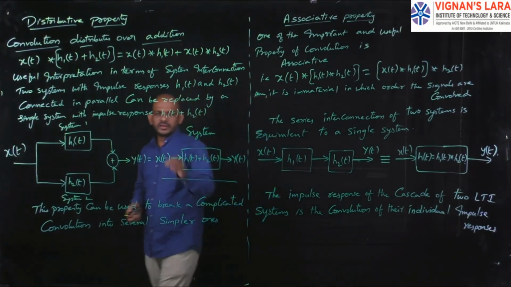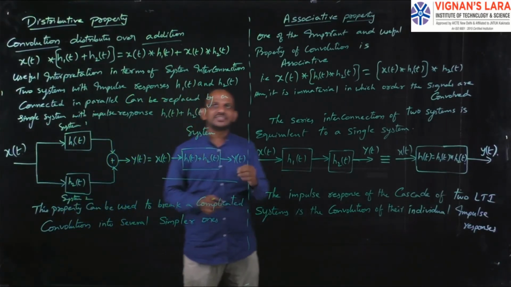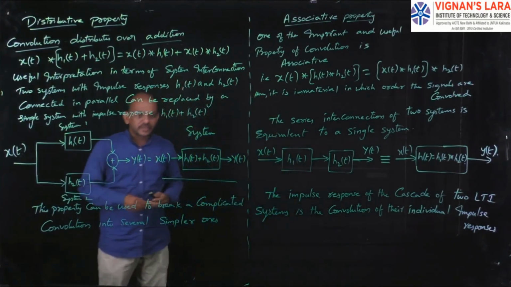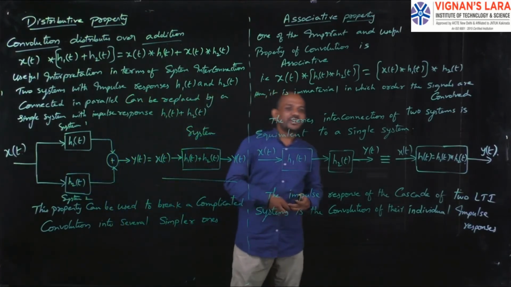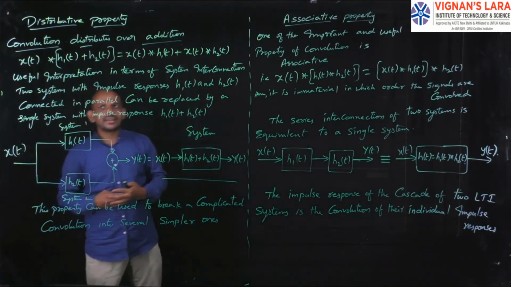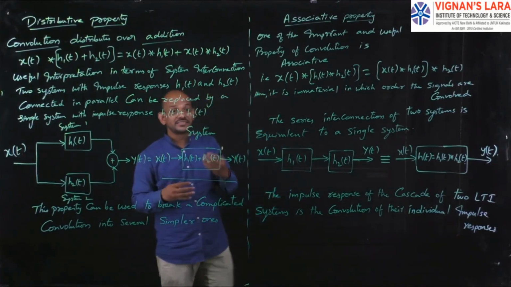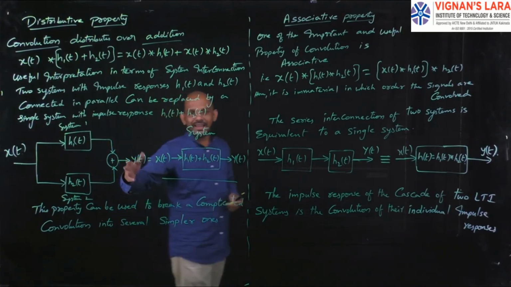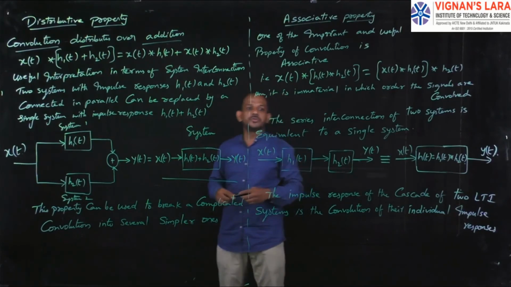Okay, simple. x of t star h1 of t plus h2 of t will be equal to x of t star h1 of t plus x of t star h2 of t. This is nothing but the distributive property. The complicated convolution is converted into several simpler ones. Simply, the parallel connection of two systems with impulse responses h1 of t and h2 of t can be replaced with a single system with impulse response h1 of t plus h2 of t, as shown in the diagram. So this is the diagrammatic representation of our distributive property.